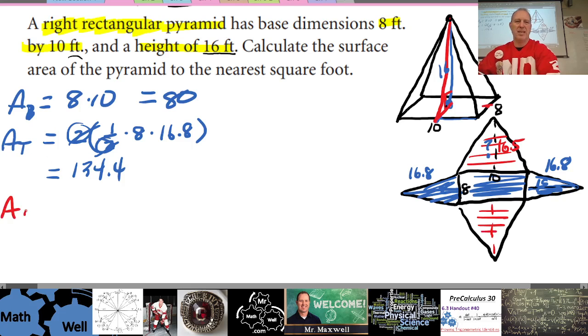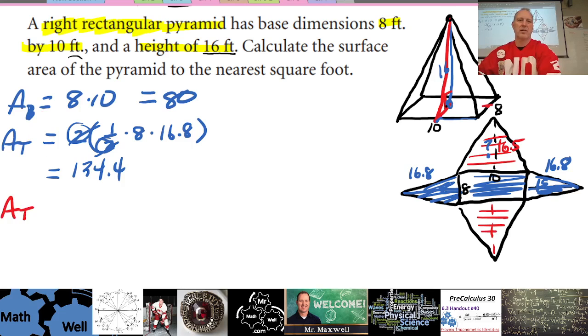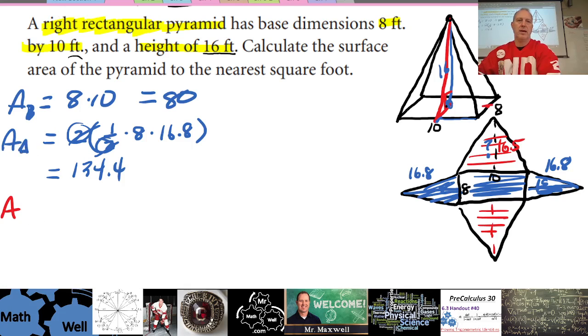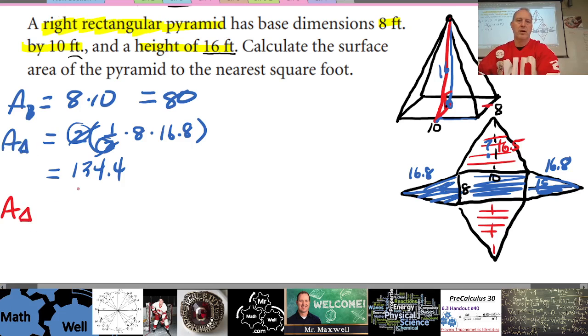Sorry, A_T is usually what I say for total, isn't it? But I'm going to use my triangle designation, my little diagram. So the area of these triangles here, and you can do whatever you want, I'm going to use that. These red triangles, I've got 2 of them, and each of them is 1/2 times the base of 10 times the height that I calculated earlier, which was 16.5.